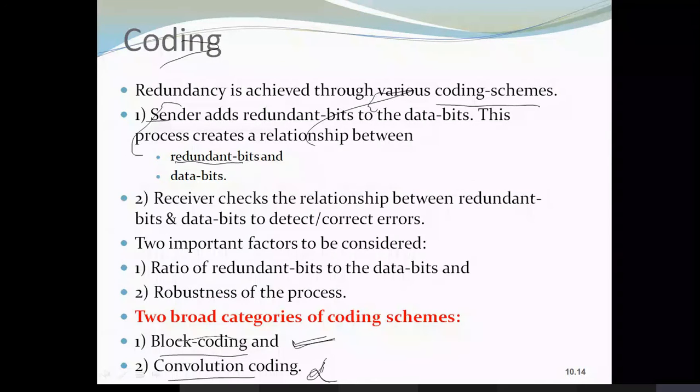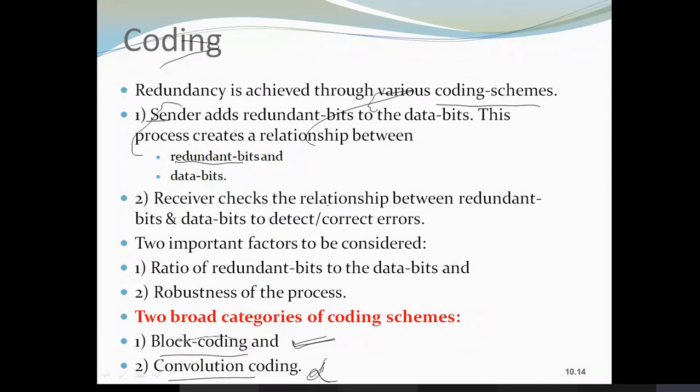Then at the receiver side, what happens? The receiver checks the relationship between the redundant bits and data bits to detect the errors. The purpose of adding redundant bits is to identify errors. Once an error is identified, it can be corrected also.